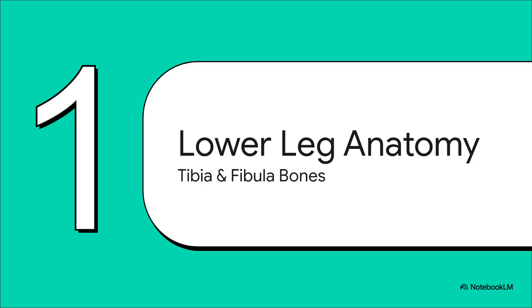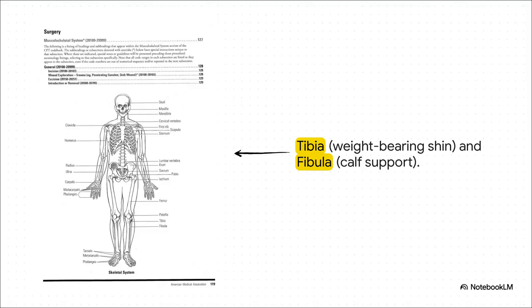All right, let's kick things off with section 1, lower leg and ankle anatomy. Now, to really get these codes, you need to know the foundation. Your lower leg essentially consists of two main bones. First up, the tibia. Think of this as your thick, heavy, weight-bearing shin bone. It literally does all the heavy lifting when you walk. And right next to it, we have the fibula. This is the much thinner, kind of delicate support bone that sits right on the outside of your calf. Whenever you see CPT codes referencing the leg, they are specifically talking about these two bones.